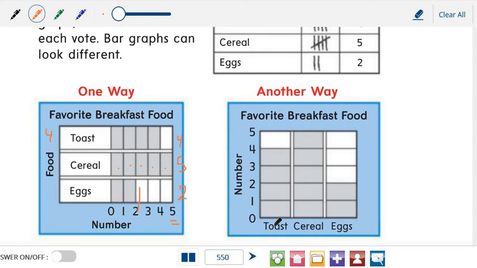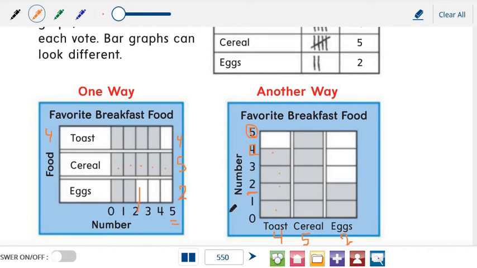Let's try this one. Toast: 1, 2, 3, and 4. 4 for toast. The same here, of course, because these 2 bar graphs are showing the same data. So we will get the same information from them. Cereal, we have 5 for cereal. And we have 2 for eggs.